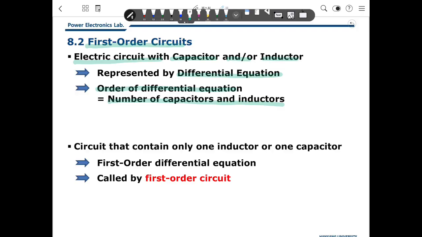So especially when the circuit has only one inductor or one capacitor, then the voltage or current can be represented with a first order differential equation. In that case, the circuit is called a first order circuit. In chapter 8, we will deal with this first order circuit, how to solve it, what its characteristics are, and some sequences to solve the first order circuit.